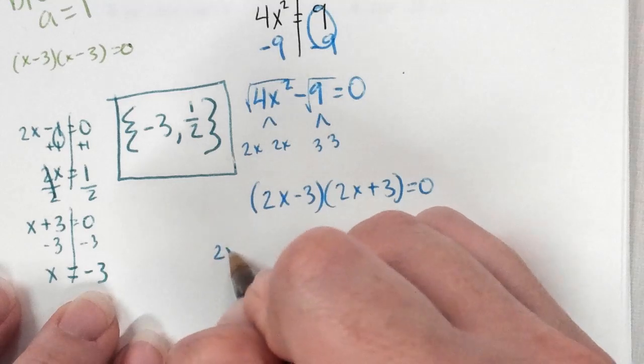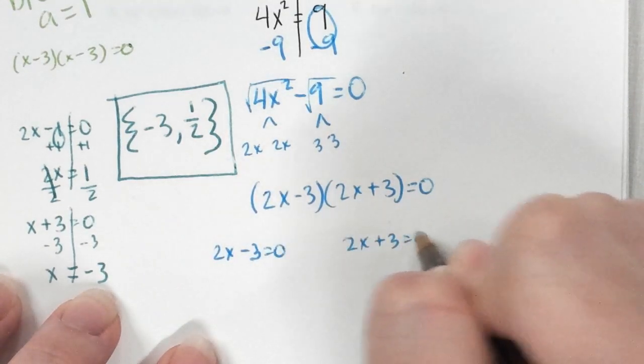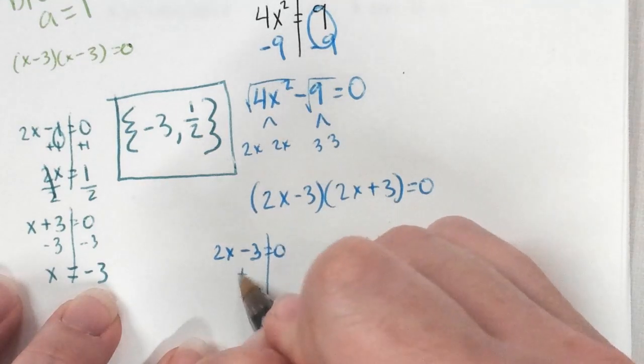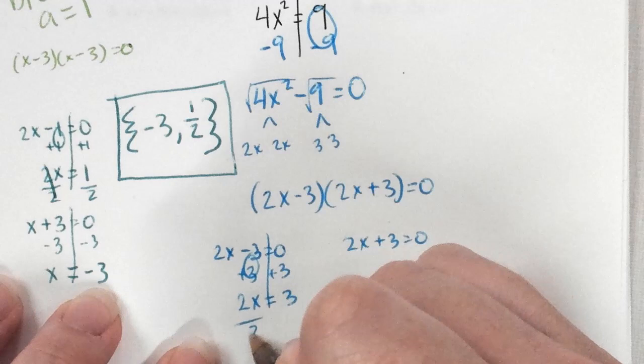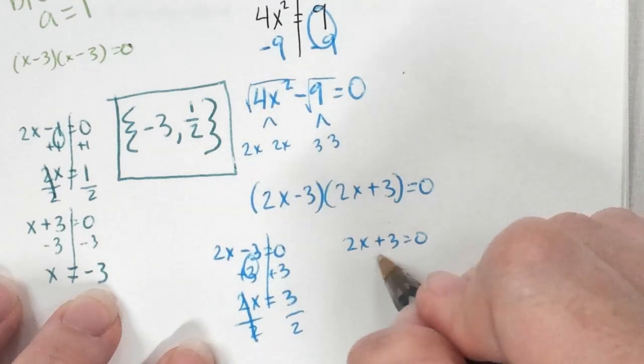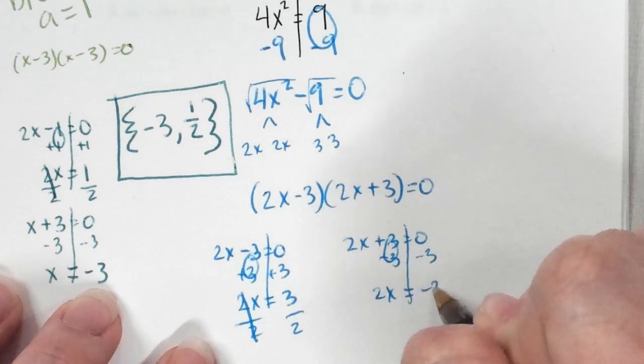So we set them both equal to 0 and solve. So I'm going to solve them quickly. Now they look very similar, but one is going to be negative and one's going to be positive.